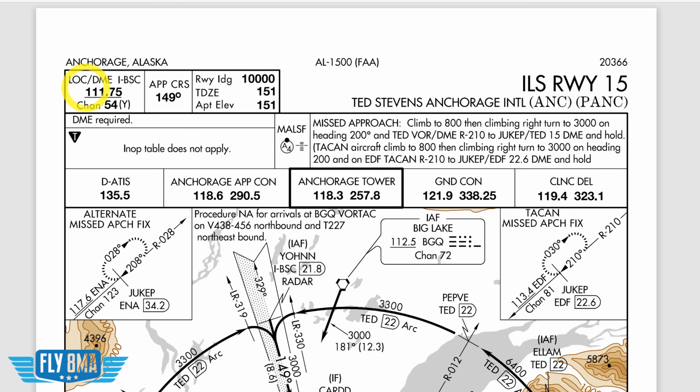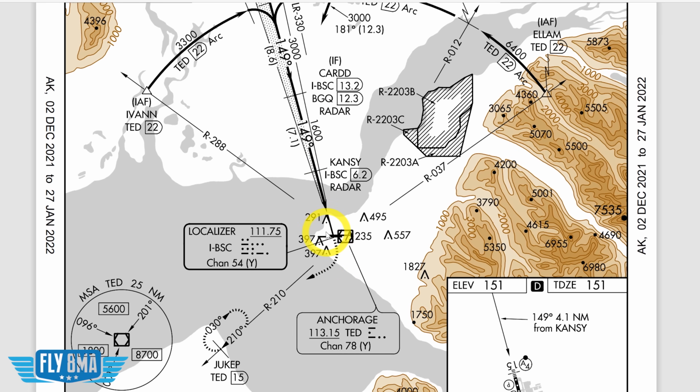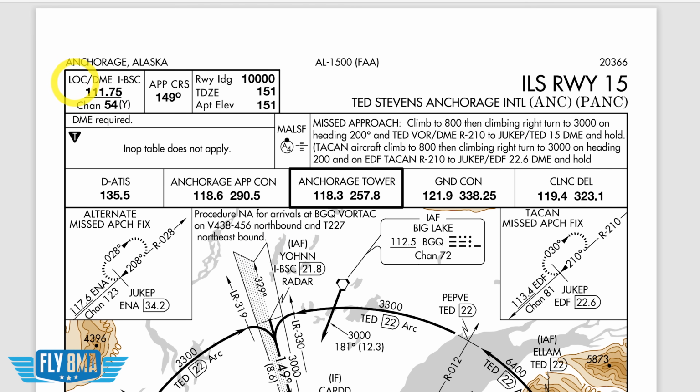Now let's go ahead and jump into our briefing strip. So we get the localizer DME, and we have the identifier for that, which is the IBSC. So that's the actual identifier for the localizer facility, just like a VOR has an identifier, 3 letters right there, TED for that VOR. Now, the frequency underlined, 111.75 for that localizer, and we have a channel number, channel 54, Yankee. That means there is DME on that localizer. Obviously, it is a localizer DME indicated to us right there. The channel 54 doesn't really matter too much to us.